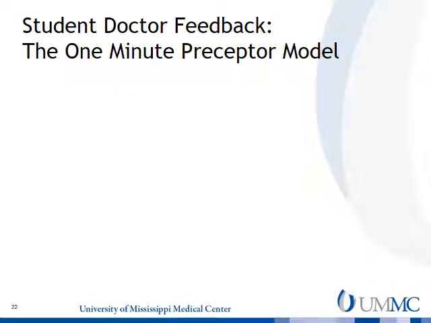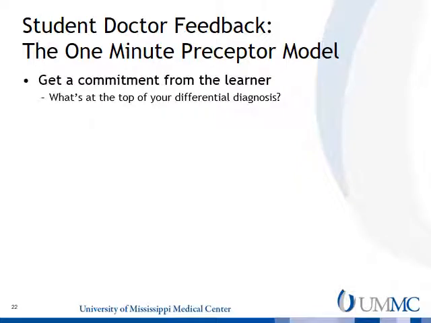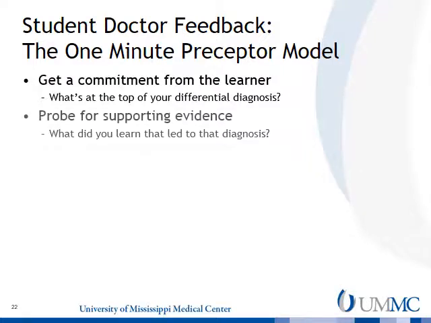One of the better feedback tools for situations like this is the 1-minute preceptor model. It has 5 elements. First, get a commitment from the learner. For example, ask the student, based on your examination, what's at the top of your differential diagnosis? Next, probe for supporting evidence. In this example, you might ask what information led to the student's primary diagnosis.